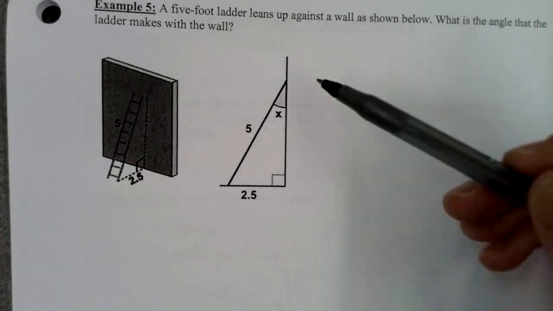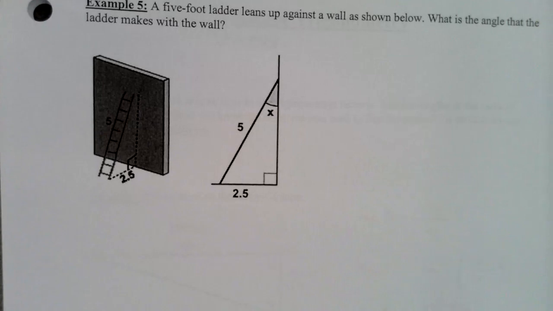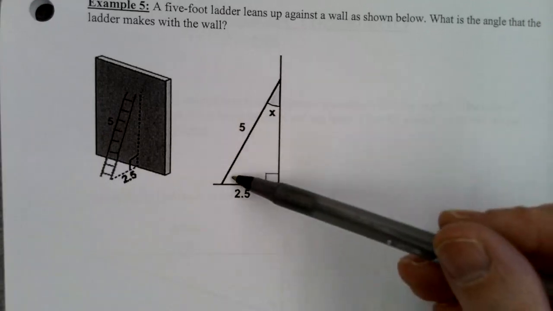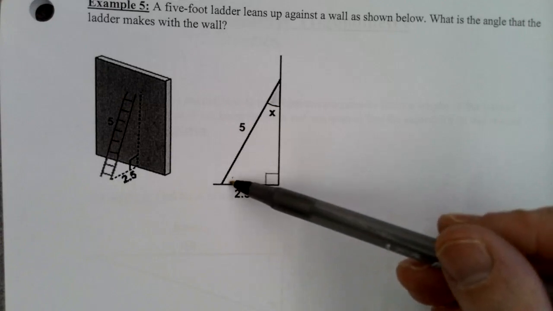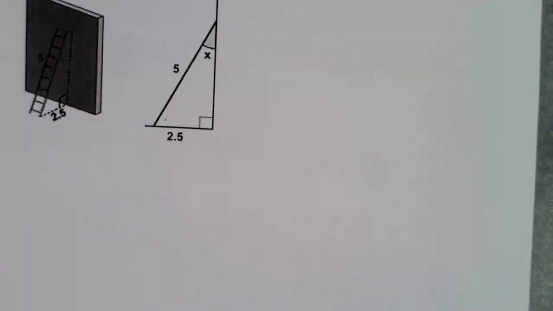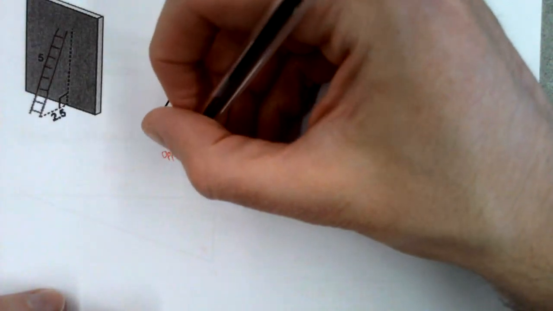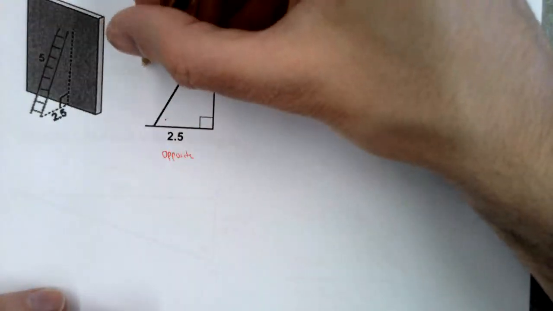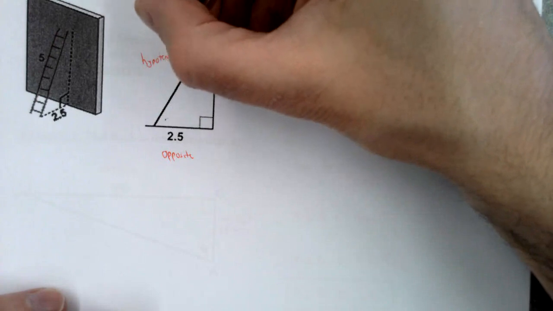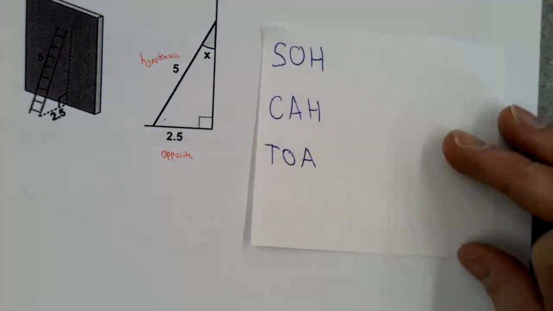So that is the angle that it makes with the wall. If I said what angle does the ladder make with the ground, that would be this angle down here. But the question says what angle does the ladder make with the wall? So that's x up there. So we're going to solve for x. This is opposite x, and this is the hypotenuse. So again, which trig function is that? Sine.